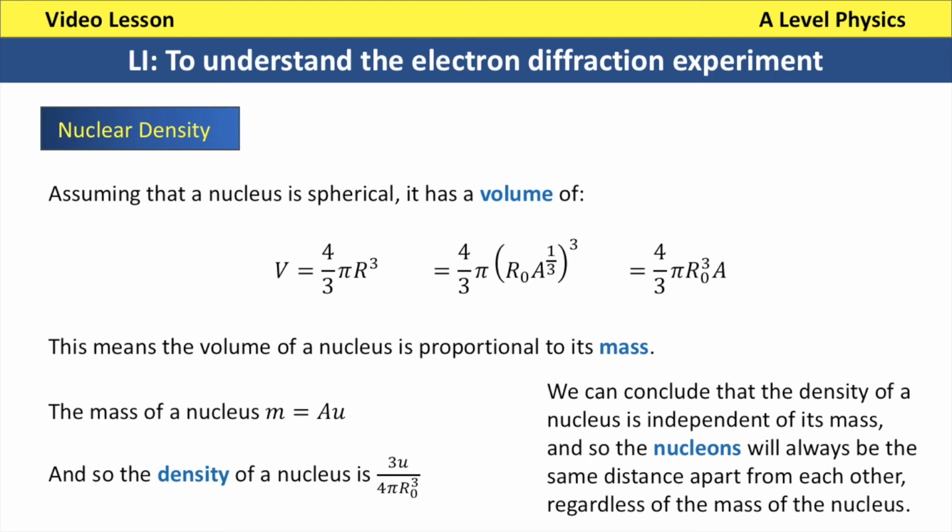That means that the volume of the nucleus must be proportional to its mass. The reason for that is that the mass of a nucleus is equal to the nucleon number times the atomic mass unit, u. So we can see that the density of the nucleus, which is of course mass divided by volume, will be Au divided by 4/3 pi R0 cubed A, and then with a bit of cancellation and bringing the 3 onto the top, we find that the density of the nucleus is 3u divided by 4 pi R0 cubed. We can conclude then that the density of the nucleus is independent of its mass and that the nucleons will always be the same distance apart from each other regardless of the mass of the nucleus.